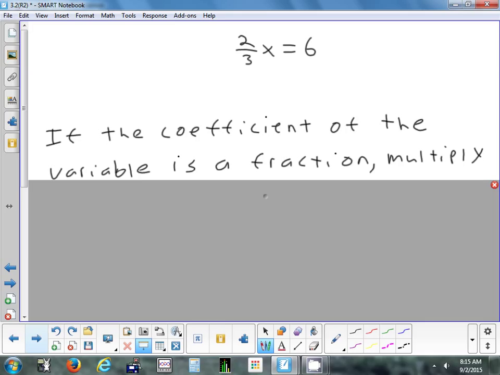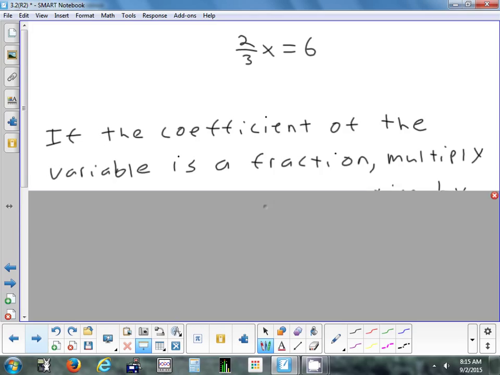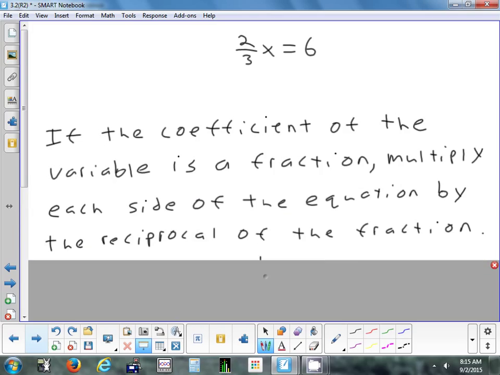You flip it. Yeah, well, so what is that called? What's that word? We practiced it just 5 minutes ago. The reciprocal. Yeah. Okay. So if you've got a fraction in front of a variable, you're going to multiply each side of the equation by the reciprocal of that fraction. All right? And what that's going to do is it's going to give us a way to get rid of the 2 and the 3 at the same time.